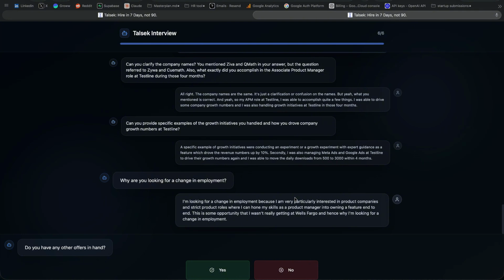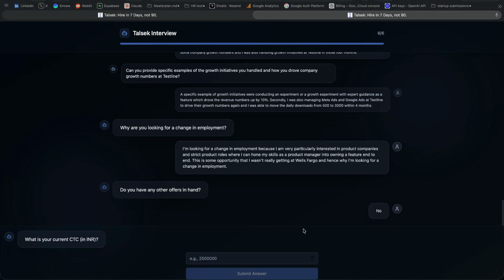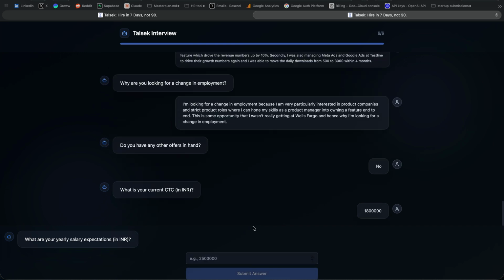All right. Do you have any other offers in hand? No, I do not. What is my current CTC? Let me put my current CTC as 18 LPA. All right. And what is my salary expectation? I would put as 20 LPA.